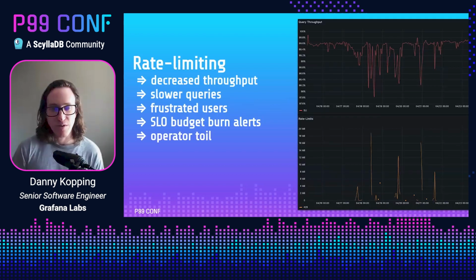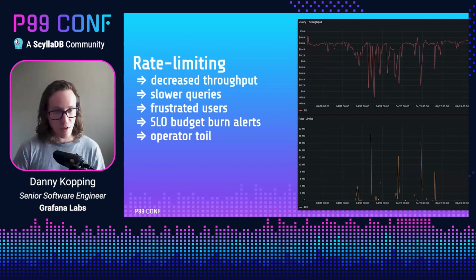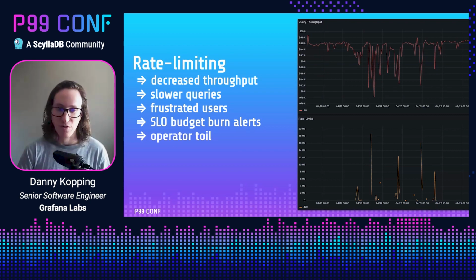And the problem with rate limiting for us is that when we can't fetch information fast enough from object storage, which is our primary data store, then we start seeing a lot of downstream effects. For example, we see decreased throughput. In other words, how fast can we process the queries? And so this results in slower queries, ultimately the users being frustrated. We start seeing our SLO budget burn alerts firing. And this causes toil for our operators as well.